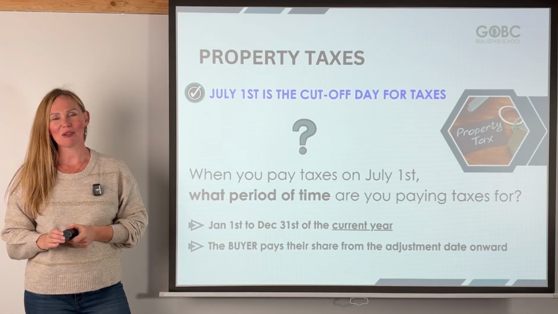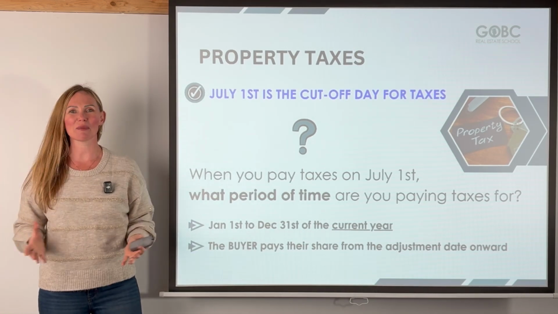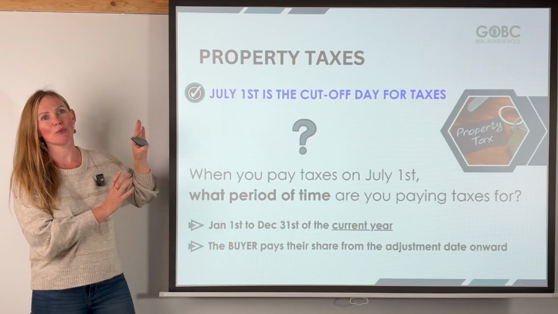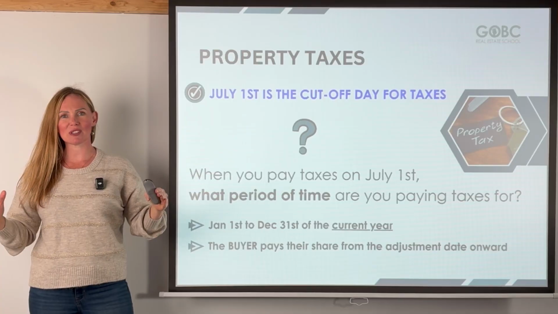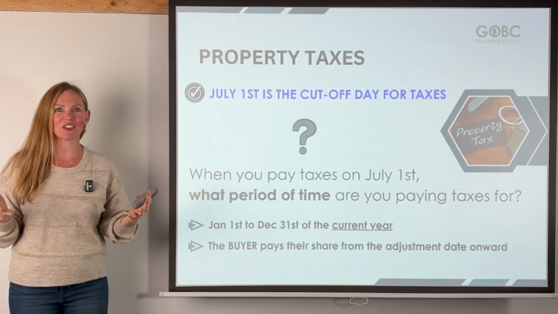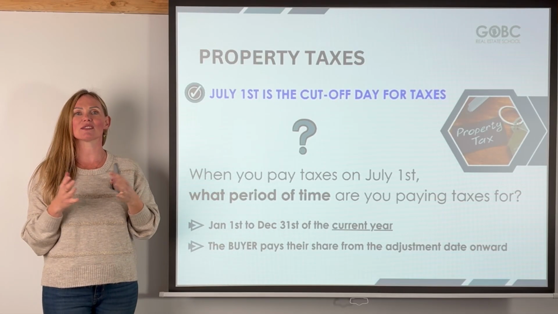So before we get to the real math, before we do the math for the whole statement of adjustments, we have to work on the portion adjusting the taxes itself. So remember, on the adjustment date, the conveyancers, that's what they're going to do. They're going to adjust the taxes.